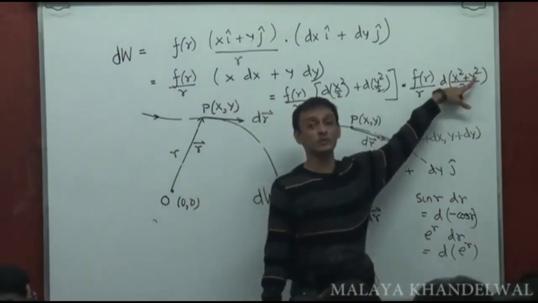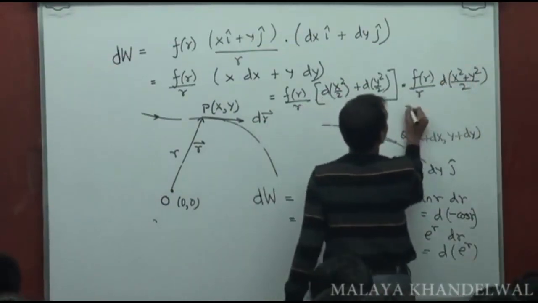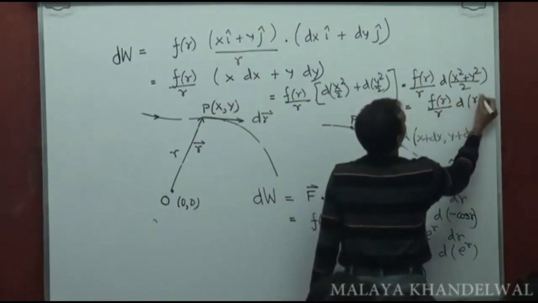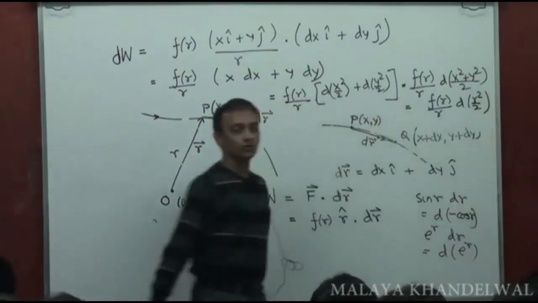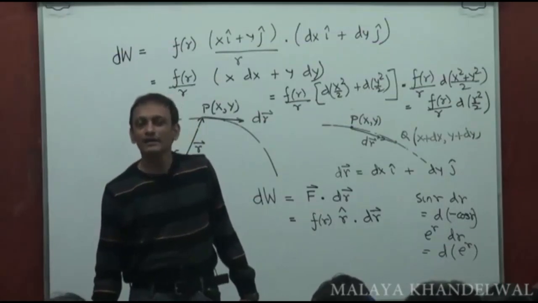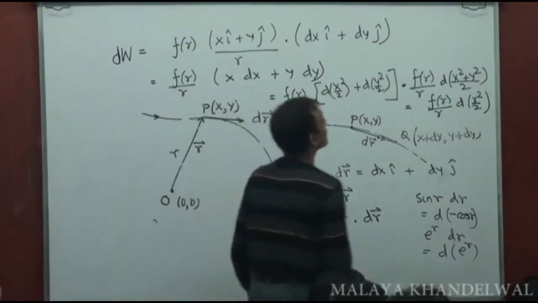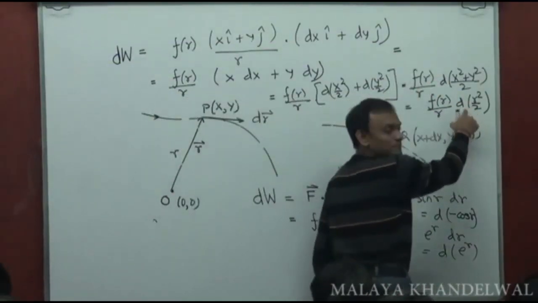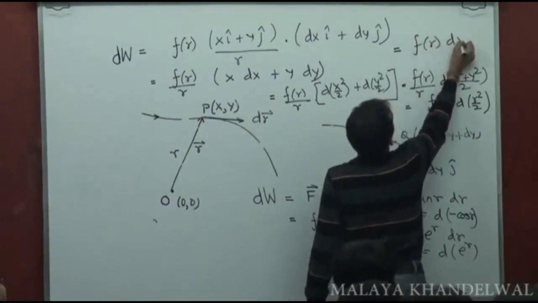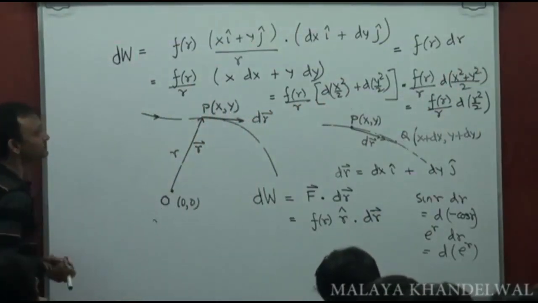But what's x squared plus y squared? It is r squared. So then this becomes f of r by r d of r squared by 2. d of r squared by 2 is r dr, isn't it? So then this becomes r dr, and this r will get cancelled. So that's f of r dr. Yes or no? Okay.